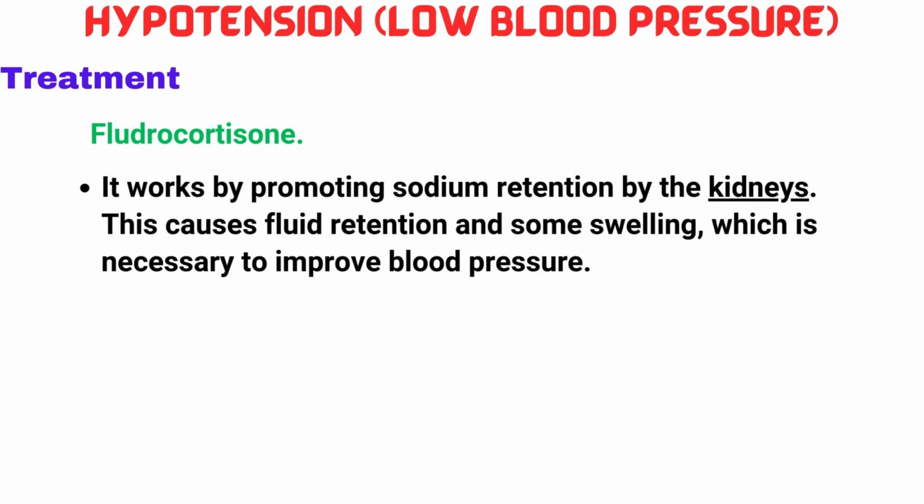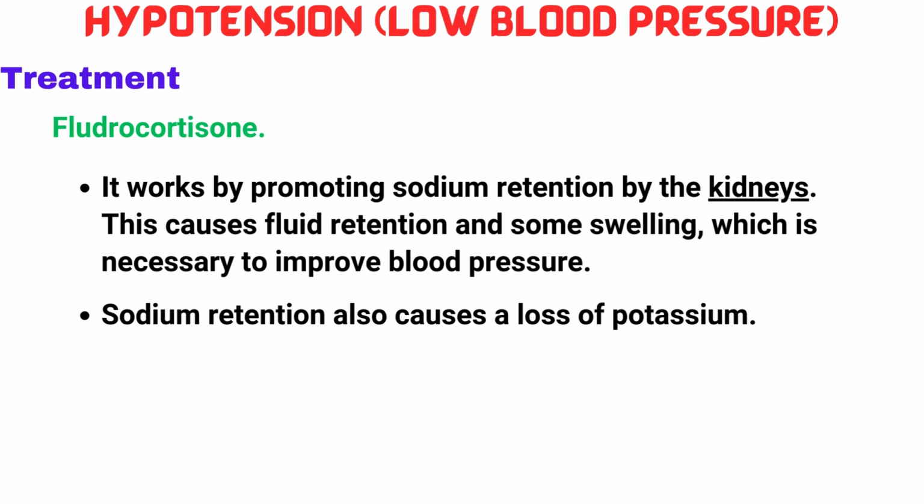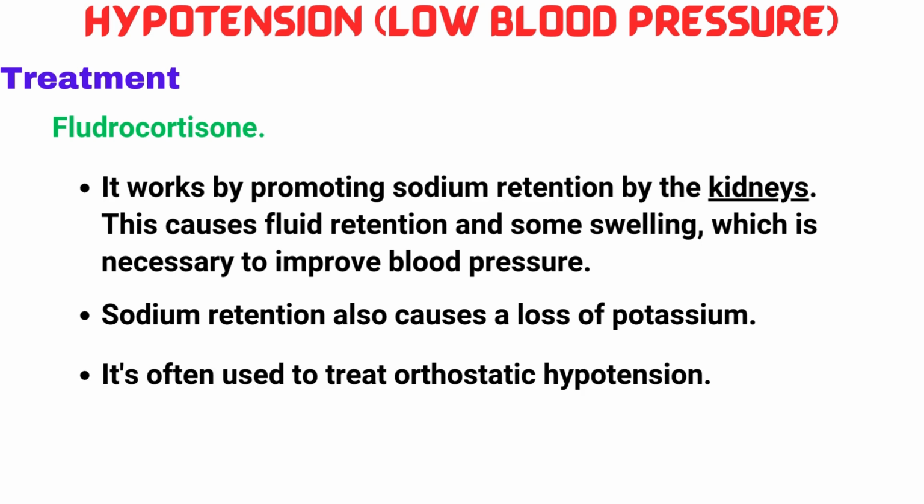This medication seems to help some types of low blood pressure. It works by promoting sodium retention by the kidneys. This causes fluid retention and some swelling, which is necessary to improve blood pressure. But sodium retention also causes a loss of potassium. So when taking fludrocortisone, make sure client get enough potassium each day. Fludrocortisone is often used to treat orthostatic hypotension.